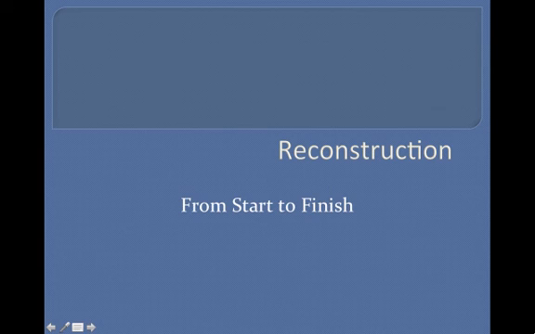Okay, we're going to run through a quick presentation here on Reconstruction from start to finish. The goal is not to get every single detail about everything related to Reconstruction, more so just to get a general idea as to how it flowed throughout the years so that you can do a little bit more research on it on your own.